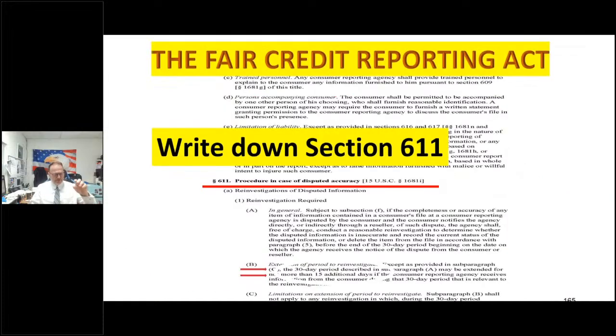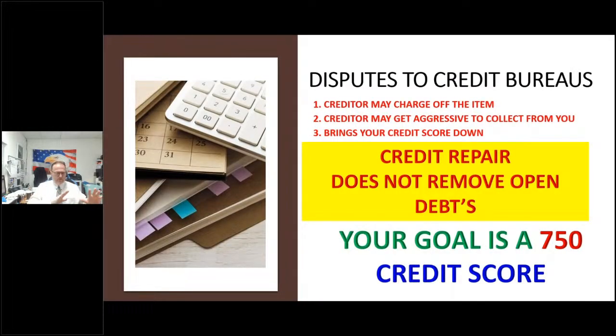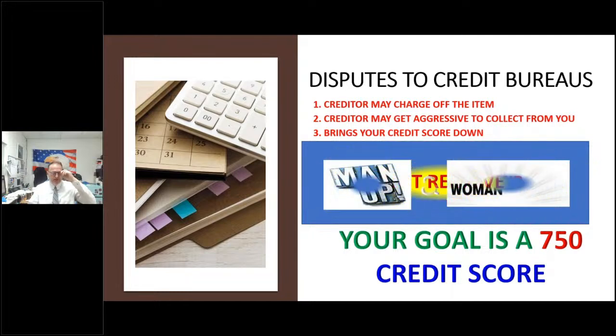Well, you write down section 611 in Google and you go right to this page. So let's understand. If you have an open collection account that's hitting again and again and again, not going away, if I can't help you push it off and charge it off too, you're going to have to go and negotiate a little bit. So you can't basically rip off your creditor. So you might have to man up, woman up on that too.